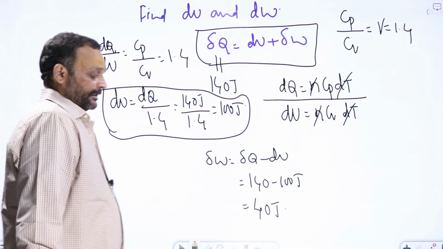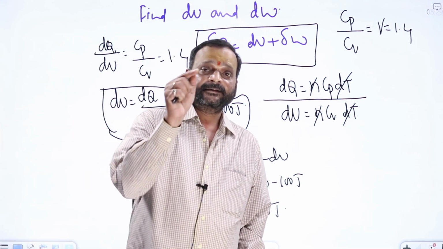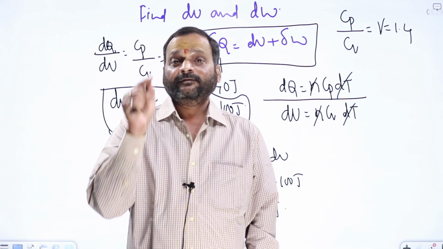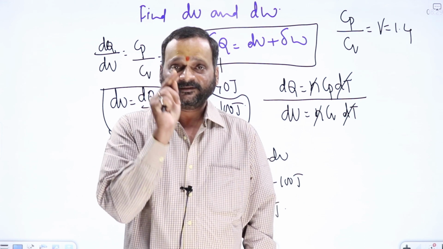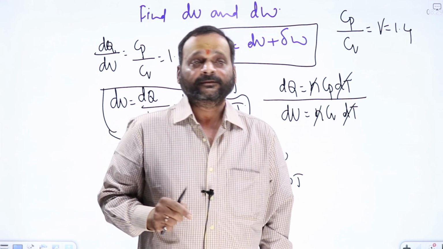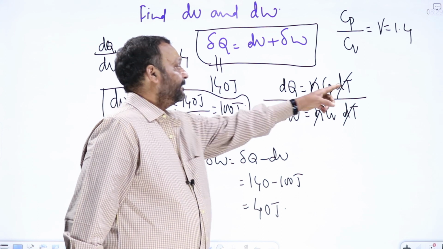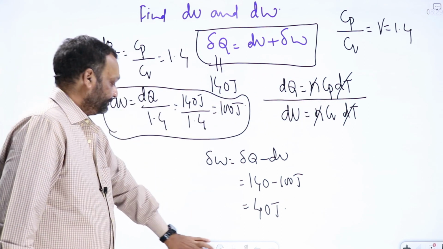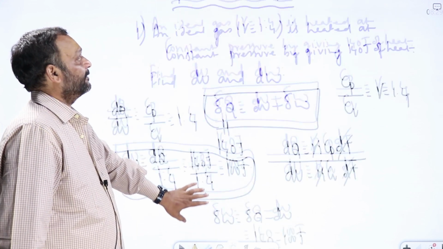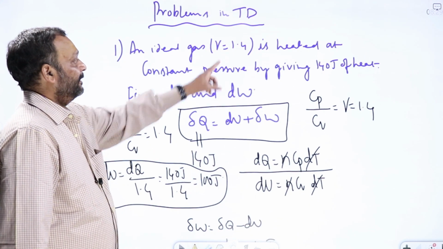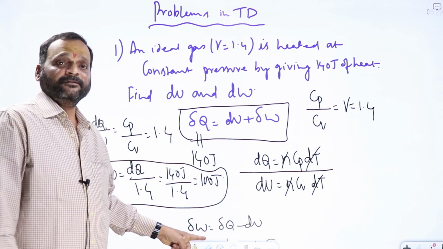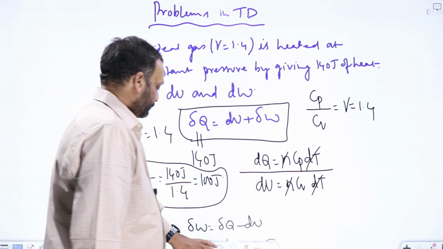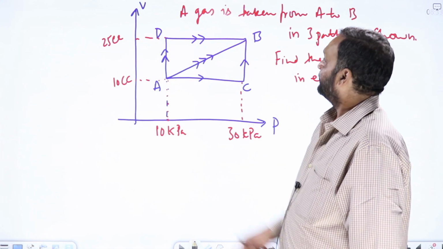Here I have used the concept of dU as n Cv dT, and for a constant pressure process, that is an isobaric process, delta Q equal to n Cp dT. So Cp by Cv I tried to find out because only gamma is given here. No other information is given. With the help of gamma we could easily find these two things. This is one problem. Now look at this problem.